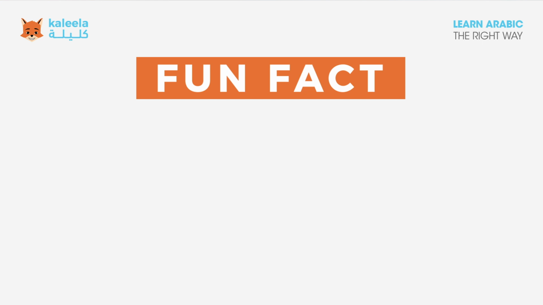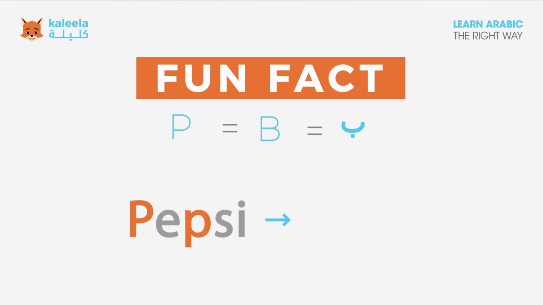Fun fact, although the letter P is not found in the Arabic alphabet, when an Arabic speaker tries to pronounce it, they use Ba, not P, as in the example Pepsi, which is Bepsi.